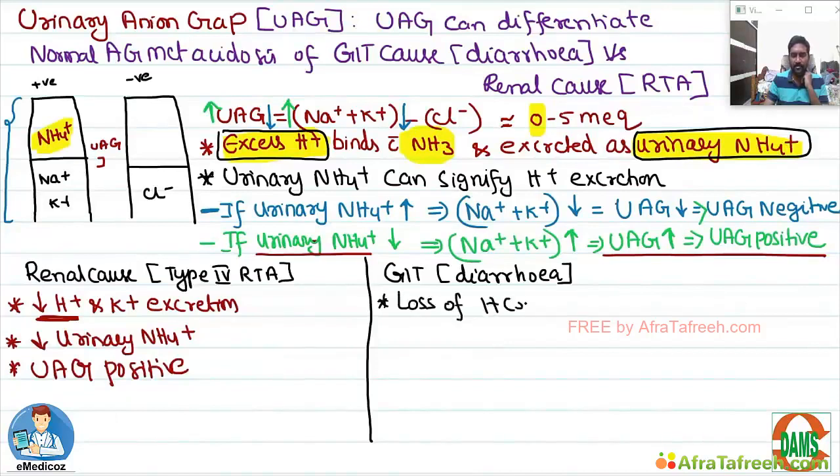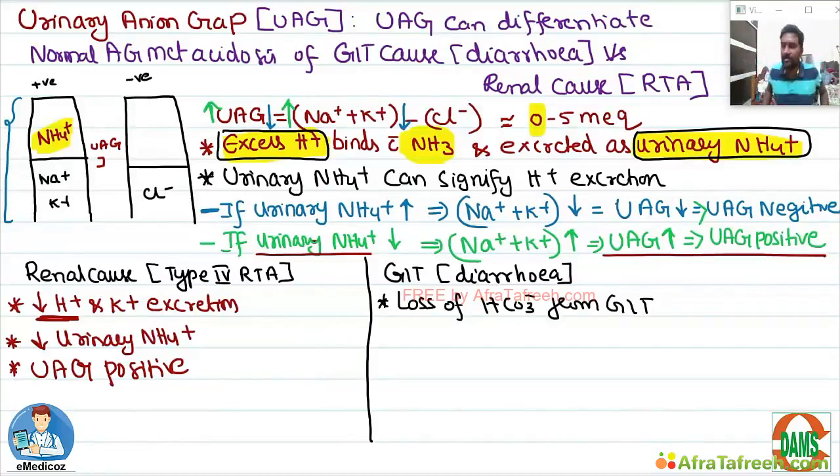Now in GIT cause, there is loss of bicarbonate from the GIT. Here the kidney is working well. The problem is within the GIT. So whenever bicarbonate decreases in my body, H plus will tend to be higher. Whenever there is increased H plus in my body and my kidney is functioning well, what will my good kidney do? My kidney will try to excrete all the excess H plus. Usually H plus and bicarbonate will be in equilibrium.